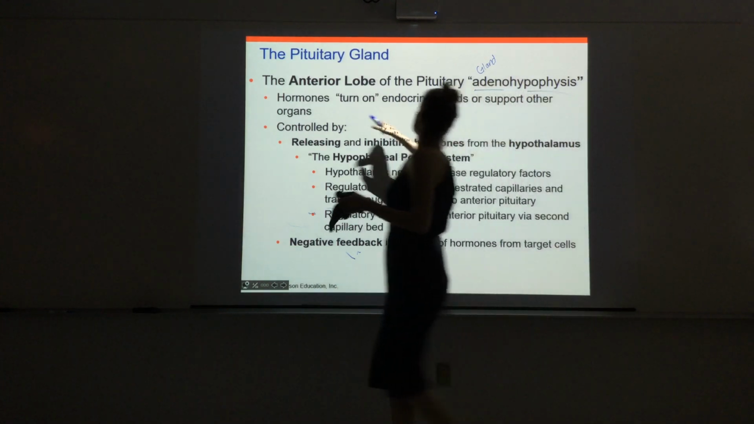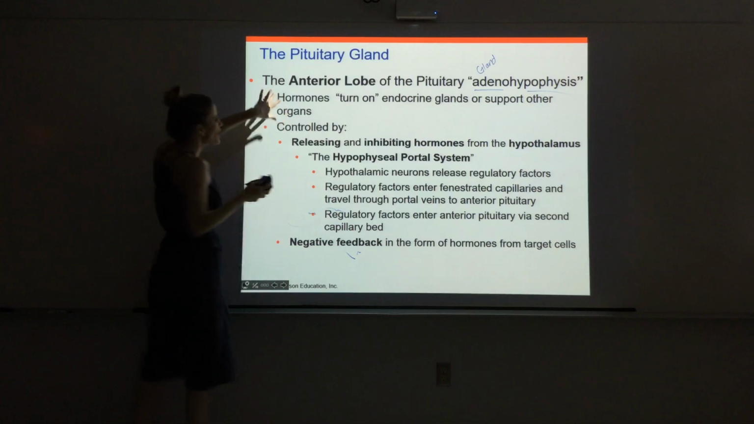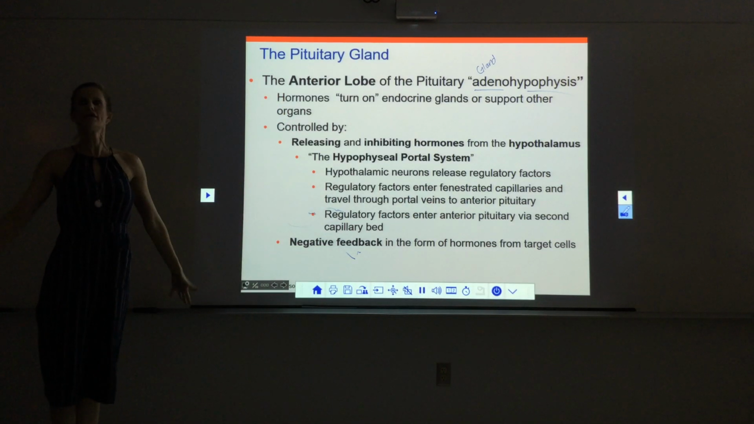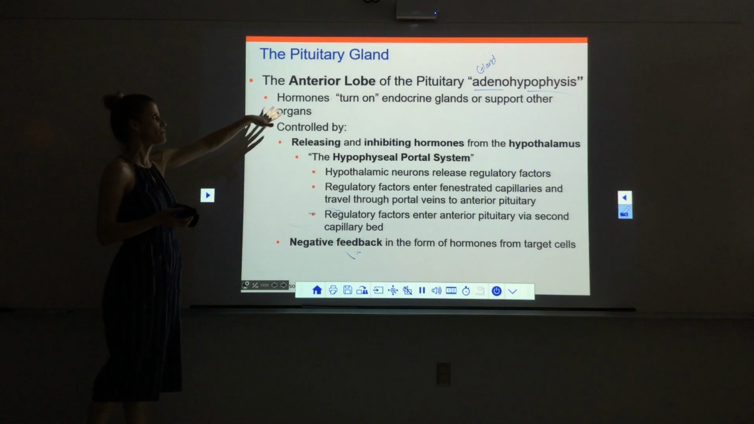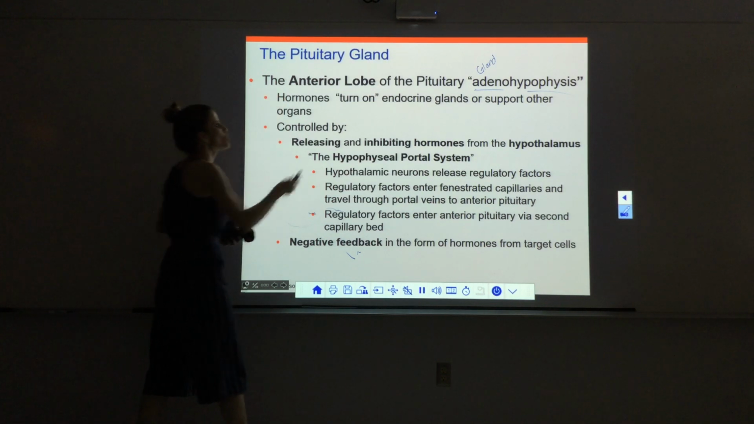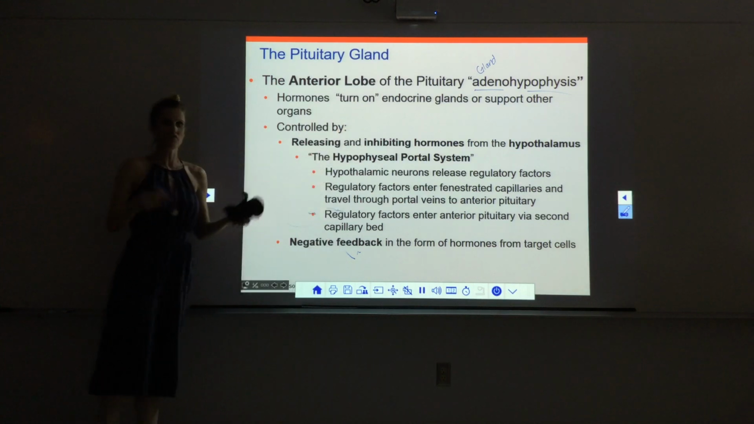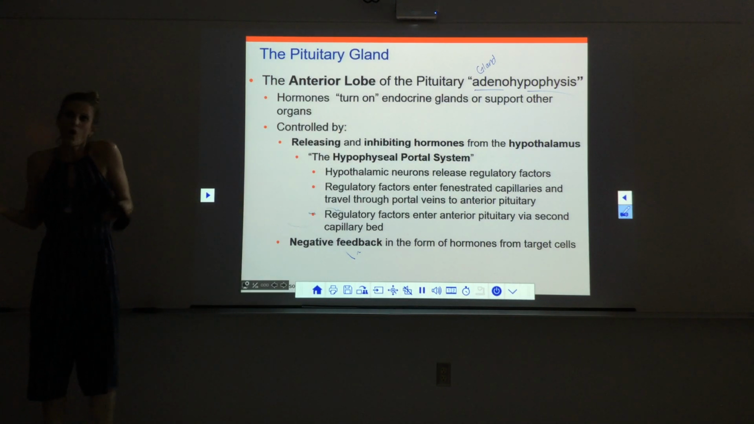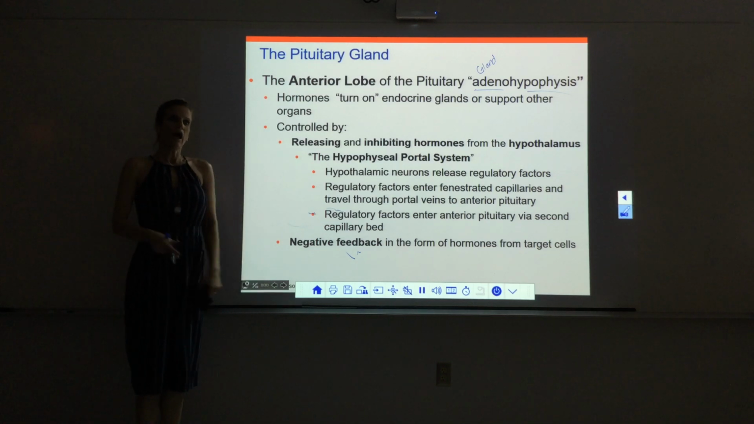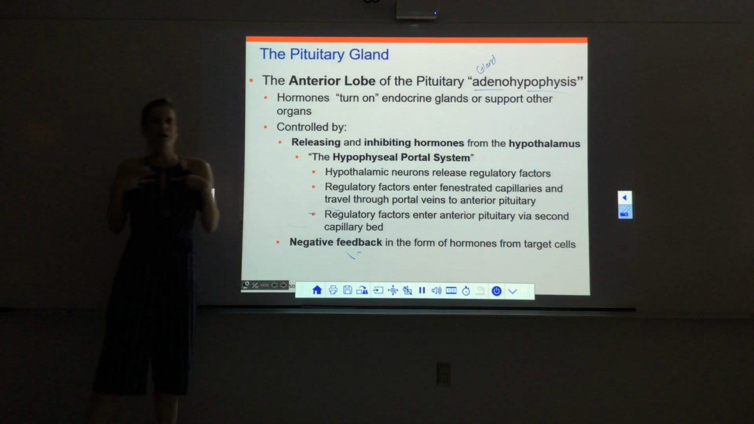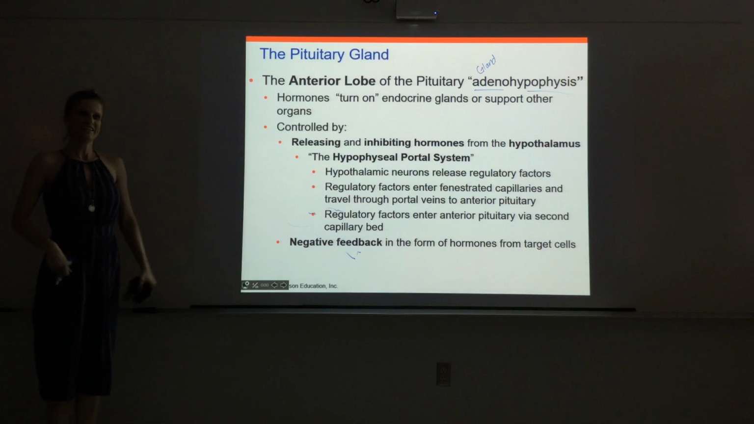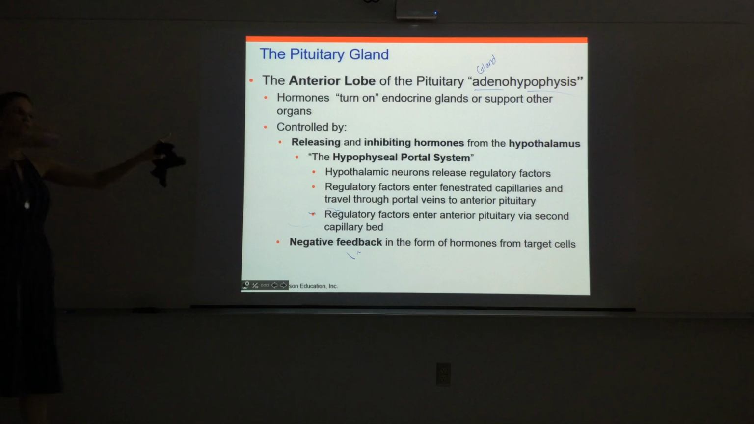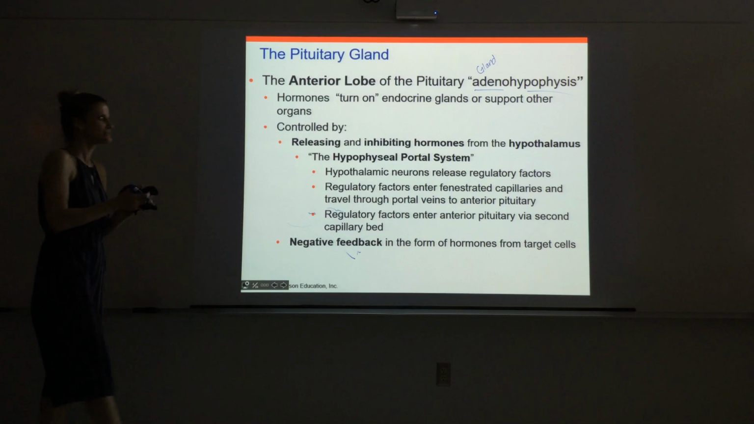When we look at the anterior lobe of the pituitary gland, again, we said that this is kind of like our master gland because it's controlling tons of other glands and organs in the body. The hormones from the anterior lobe tend to turn on and off other endocrine organs. So the thyroid gland, for example, is controlled by the pituitary. We've got the mammary glands controlled by the pituitary. The testes controlled by the pituitary. The pituitary gland controls a lot of other endocrine glands.